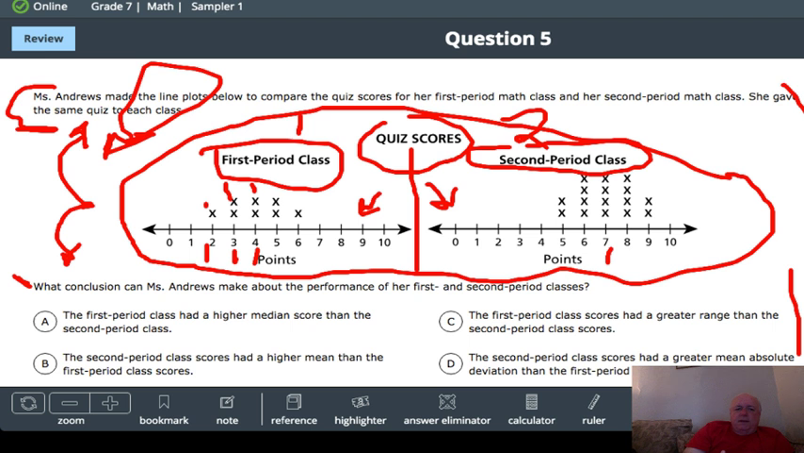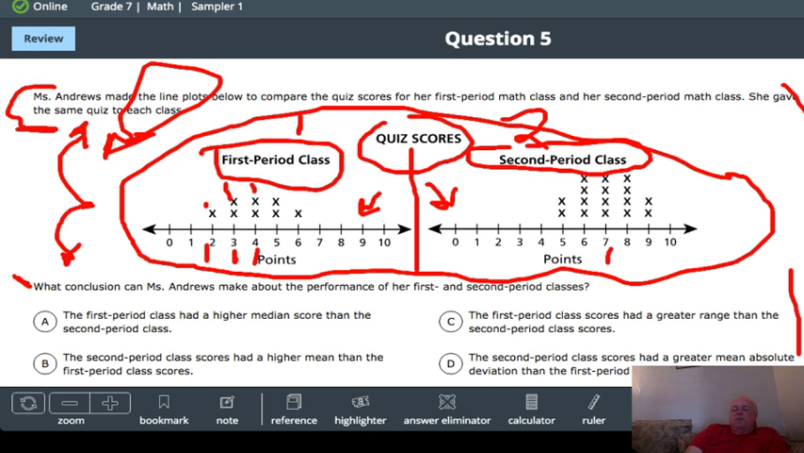Miss Andrews made the line plots below to compare the quiz scores for her first period math class and her second period math class. Okay, so these are scores. Apparently the top score was 10, and you got from 1 to 10. So it seems like nobody failed. What I'm going to do is take all this a sentence at a time, maybe even a phrase at a time. Okay, so I'm only looking at the first sentence so far.